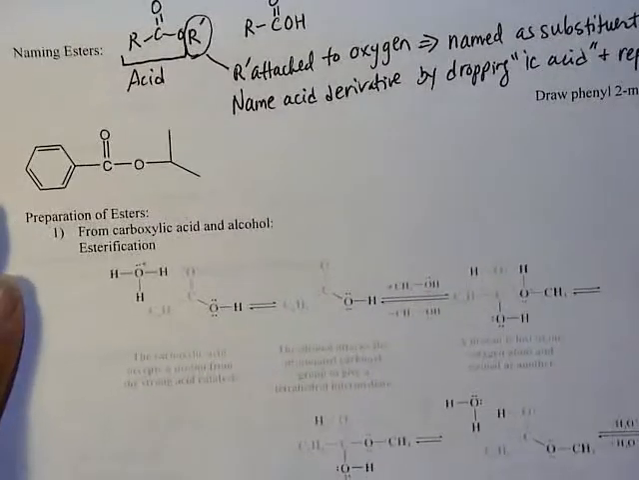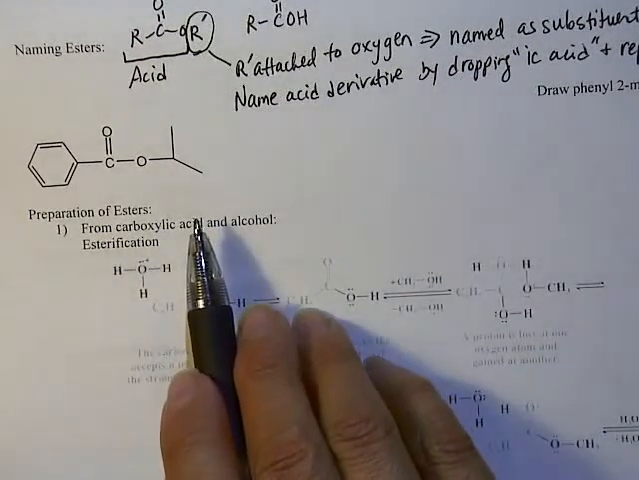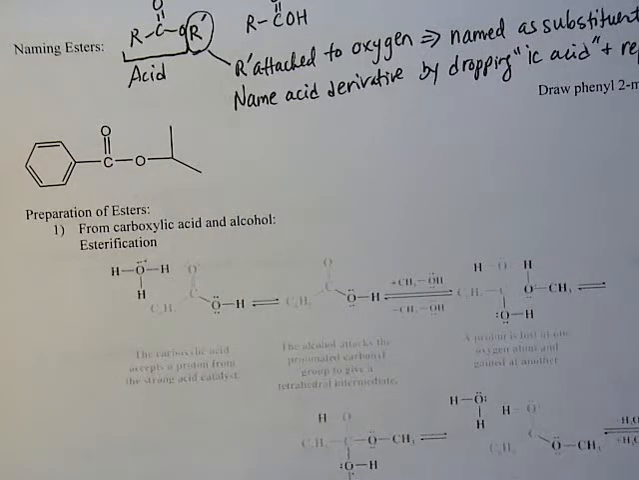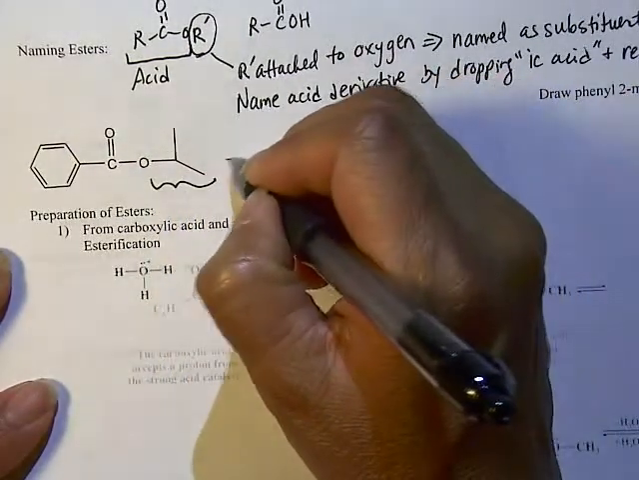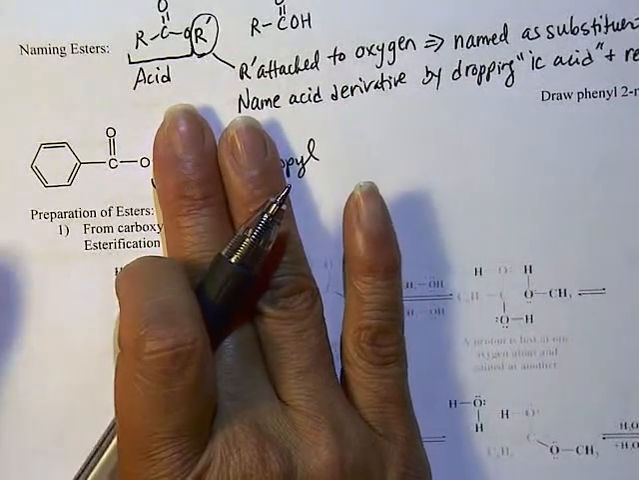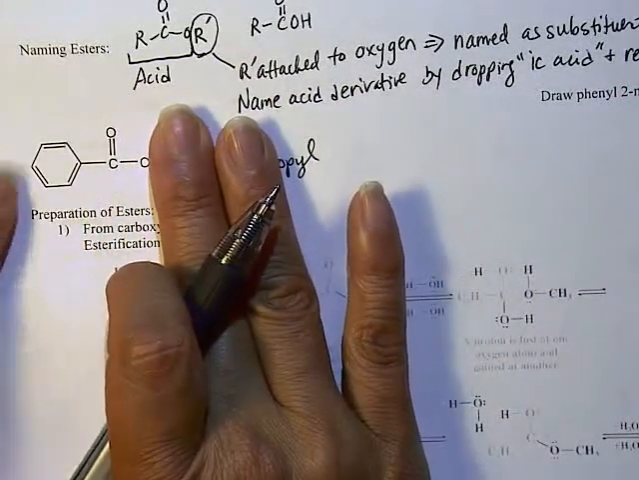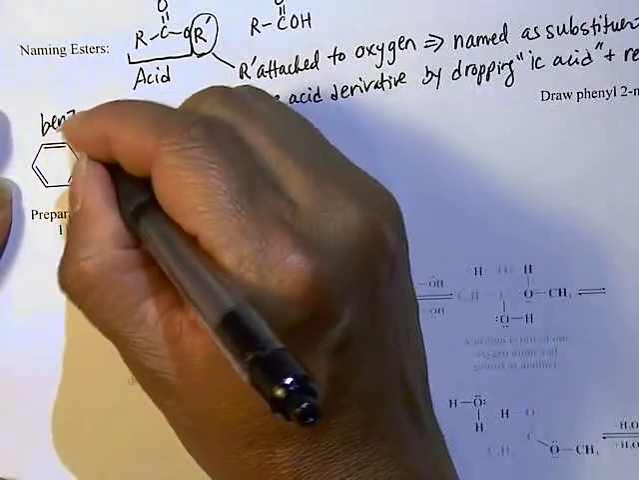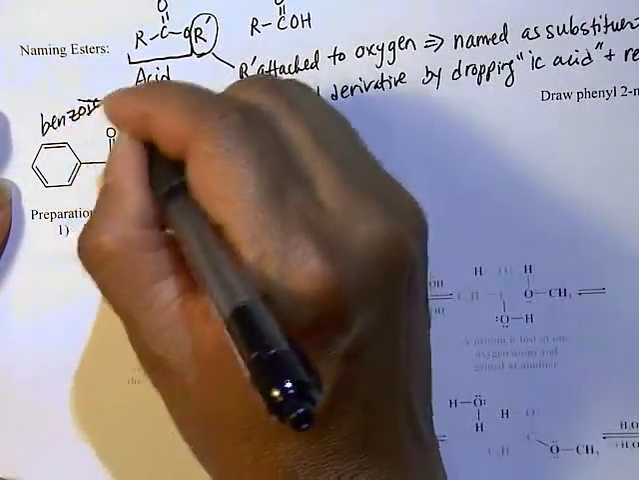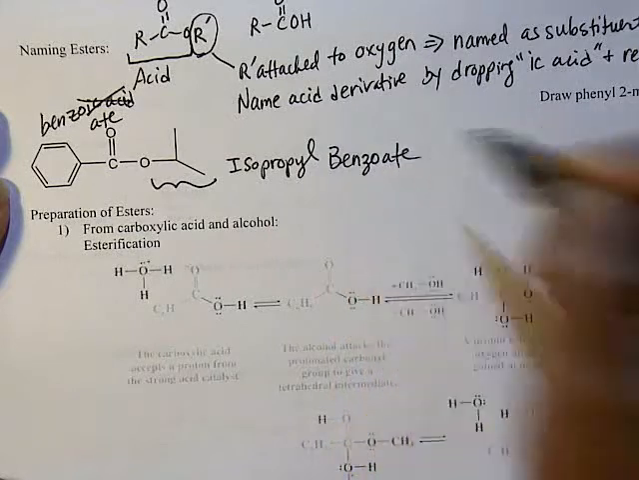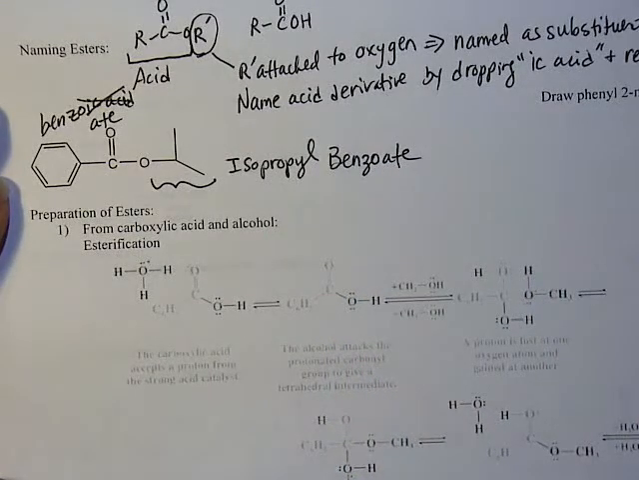Okay, so in naming this, what I recommend you do is you go to the R prime group, the R group that is attached to the oxygen. So what group is this? All right, name that as a substituent, it is isopropyl. And now cover that up so that you don't get confused. What acid are you looking at here? It's a benzoic acid, right? So benzoic acid, you're going to drop the ic acid and then replace with ate. So then it is benzoate. Isopropyl benzoate is the name of this ester.